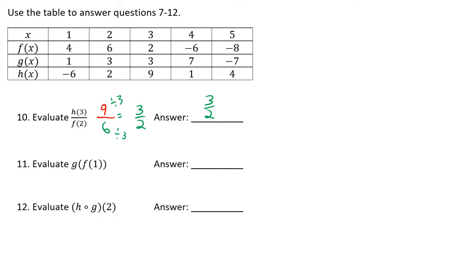Okay, number 11, we have a composite function. So we are starting where x is 1. We're going to go to f first. So here we're going to get a 4. So now that we have a 4, we're going to plug it in to g. So I go back to the x row. I go to 4, and now I go down to where the g is. G is this number right here. It's going to give us 7. So the answer is 7.